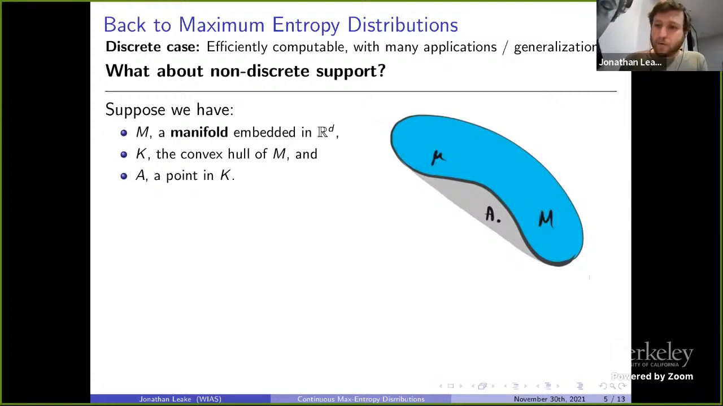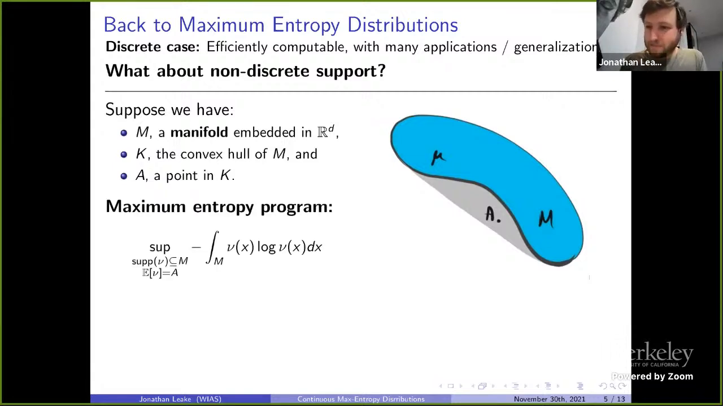Now we're going to consider M to be some manifold embedded in R^n. At first we restricted to some discrete set of points, and now it's going to be some manifold. K is still going to be the convex hull. This makes sense because M is embedded in some R^d, so the convex hull makes sense here. And we're going to again pick some point A in the convex hull, and we want to find some natural distribution on M which has A as its expectation. So let's naively write down the thing that we had before, except instead of some sum, we'll just have some integral.